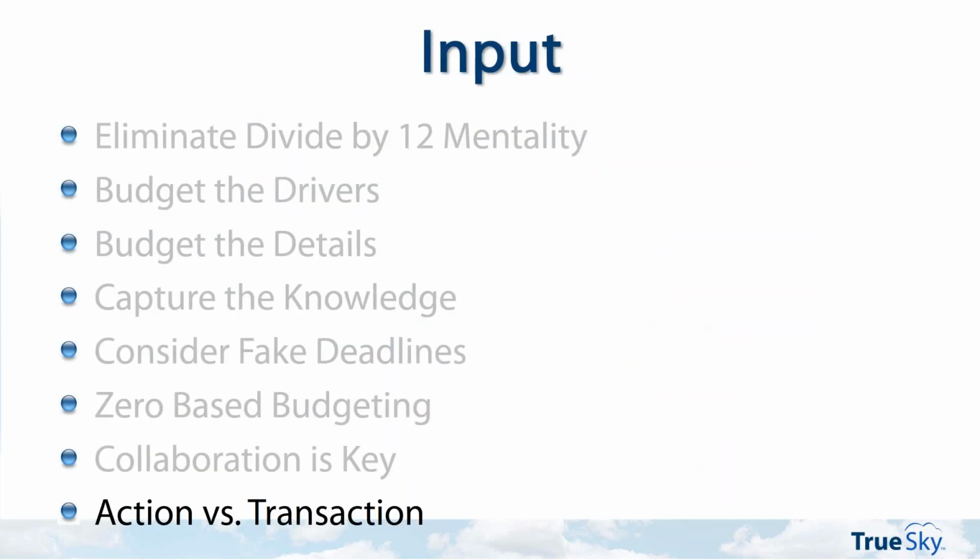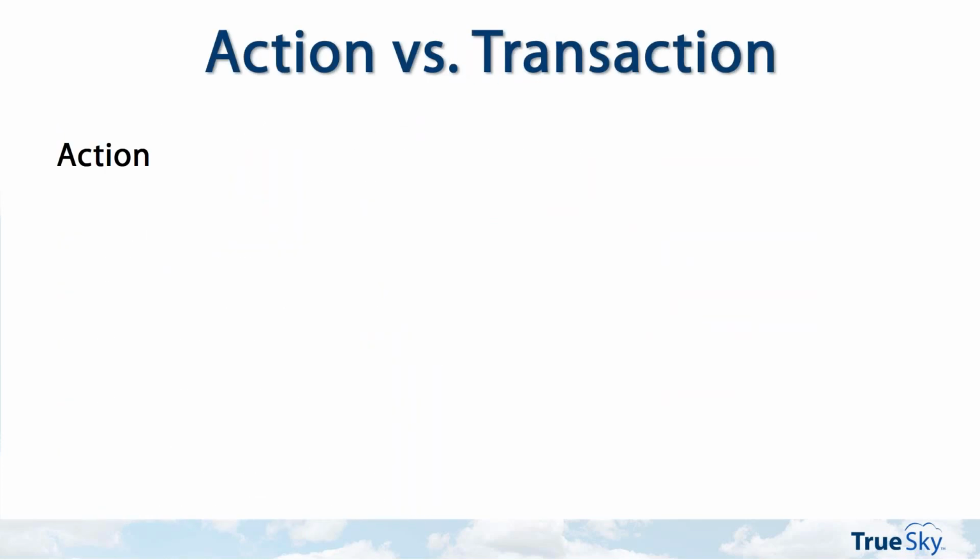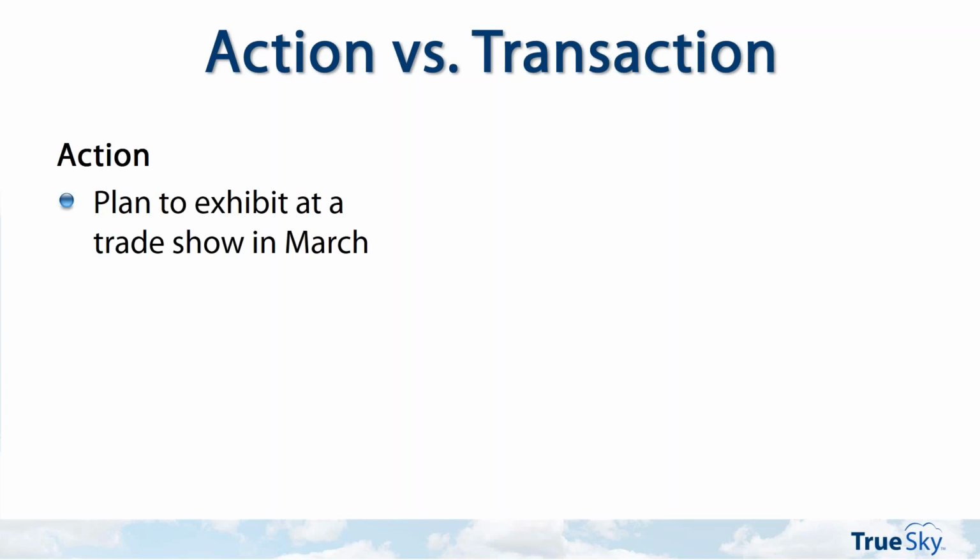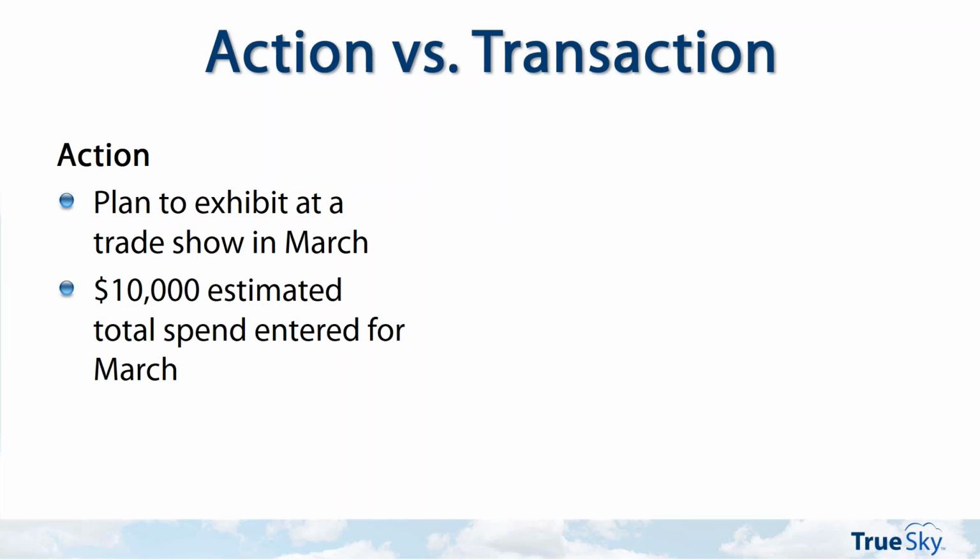All right. The other thing to think about is, are you budgeting actions versus transactions? Okay, and I'm going to give you an example of what this is all about. Let's talk about actions, right? You plan to exhibit at a trade show in March, and this is getting people thinking about, for those of you accountants, cash basis versus accrual. If you plan to exhibit at a trade show in March, odds are you people are going to budget $10,000. Estimated total spend is going to be entered for March.